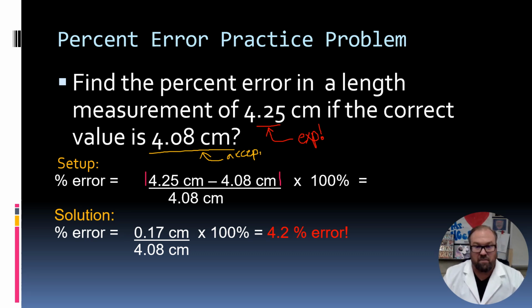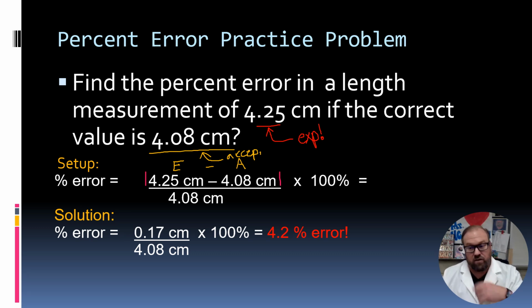So when we set up, we always do the experimental minus the accepted, and we do the absolute value of that difference. So here it's 4.25, take away 4.08. And then we divide all of that by the accepted value again. So here, if we look at it, what you get for the absolute value of the error is 0.17 centimeters all over 4.08 centimeters. Now, when we analyze this for sig figs, we have 2 sig figs in the numerator and 3 in the denominator.